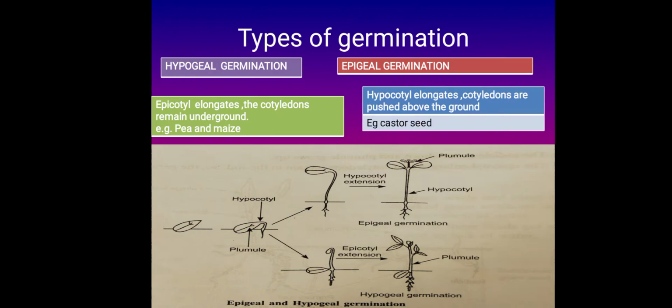Next one is, in case of epigeal germination, the hypocotyle elongates and the cotyledons are pushed above the ground. Example, castor seed. In case of hypogeal germination, the cotyledons remain underground. In case of epigeal, the cotyledons are pushed above the ground.